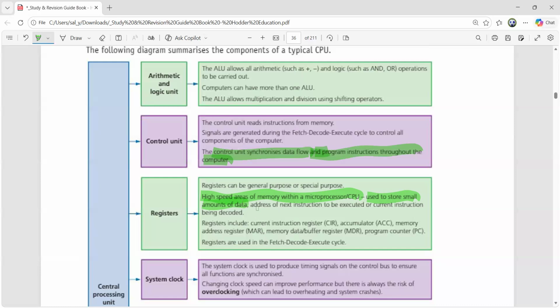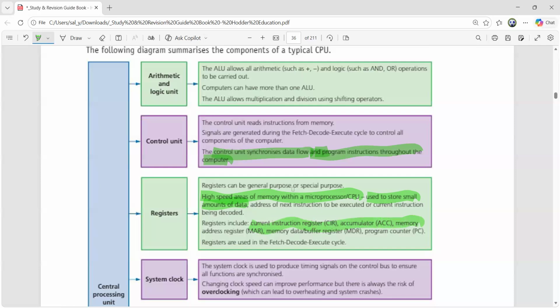A register is going to either hold data, or hold the address of the next instruction. So we are going to talk about these also: PC, CIR, MAR, MDR, and ACC. These are the 5 registers that we need to know, along with their operation and what each is doing in a sequence. So is the definition of register clear? Yeah.